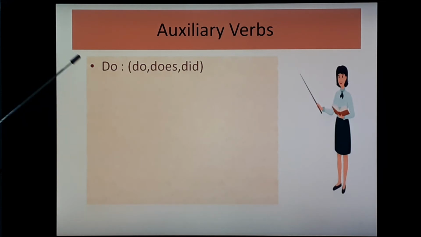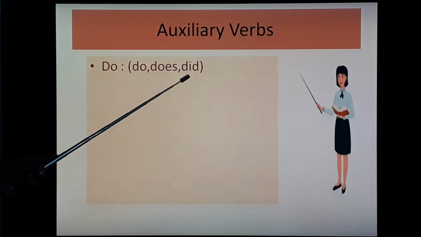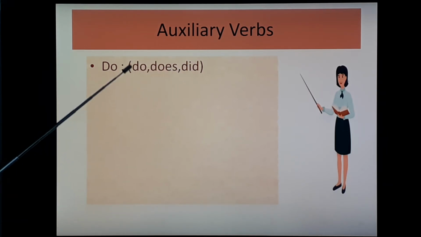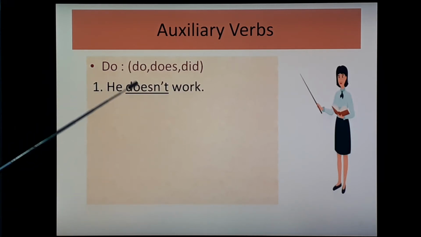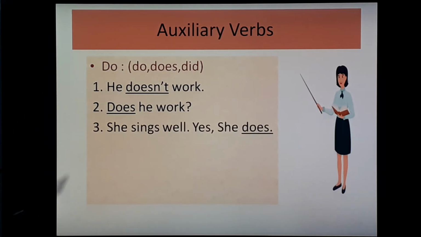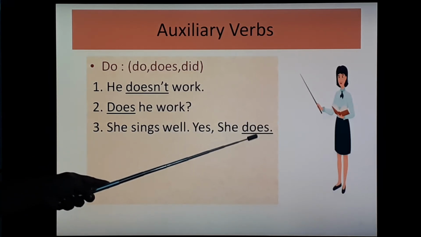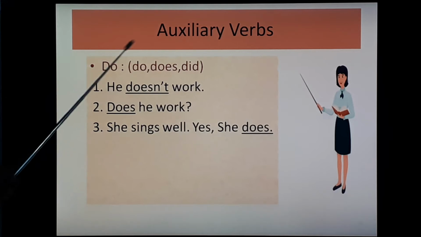Let's see do form: do, does, did. Did we use in simple past. Does and do we use in simple present. He doesn't work. Does, do form. Does he work? Does, do form. She sings well. Yes, she does. Does, do form. That is an auxiliary verb.